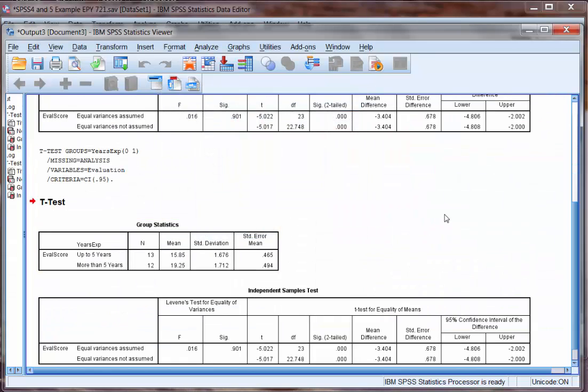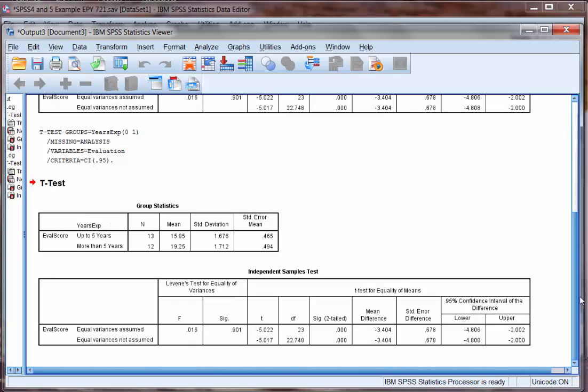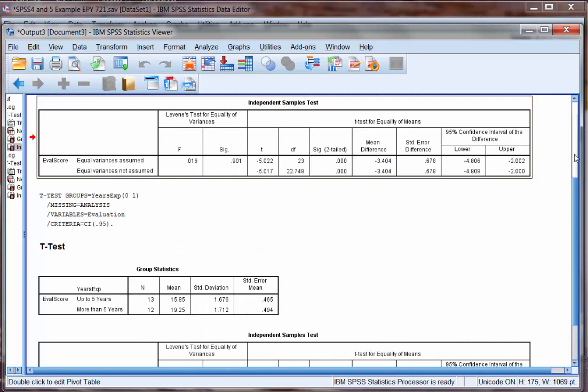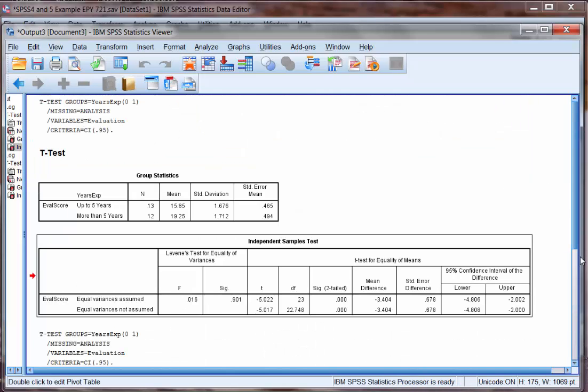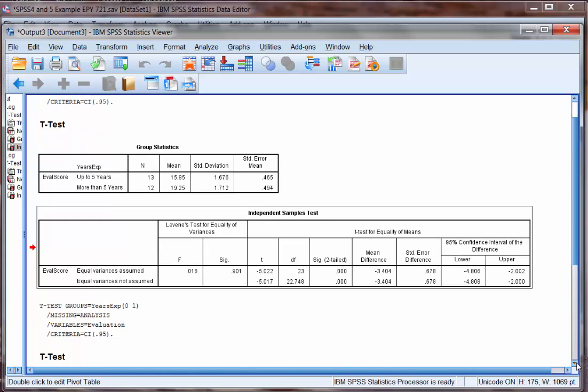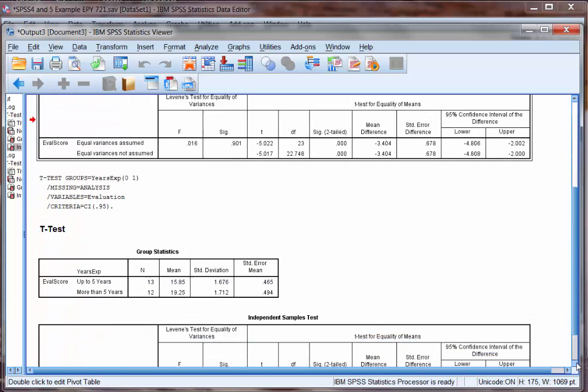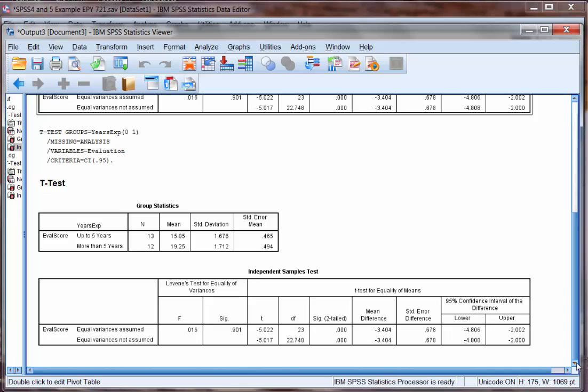And I get a printout that looks like this. Okay, let's look at what we've got here. Here it is, so that we've got the right one. Let's look first of all at the group statistics area. I've got my dependent variable listed here.